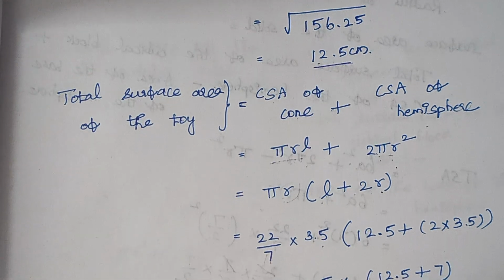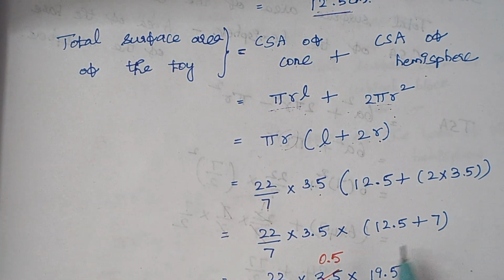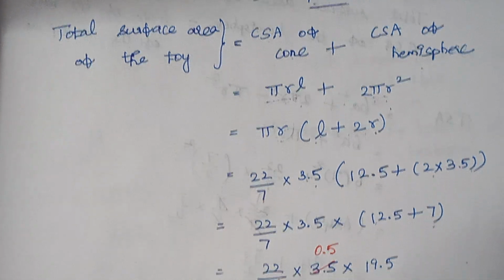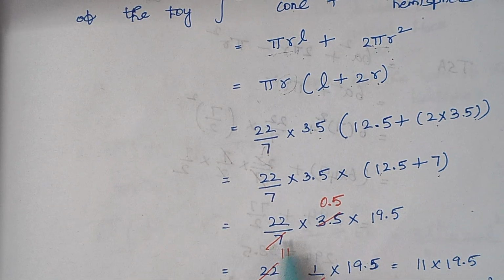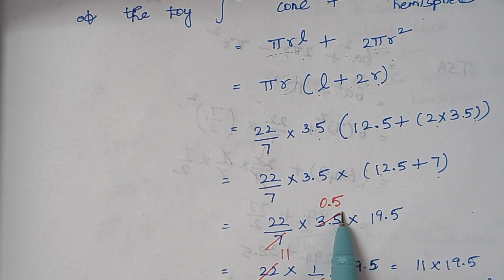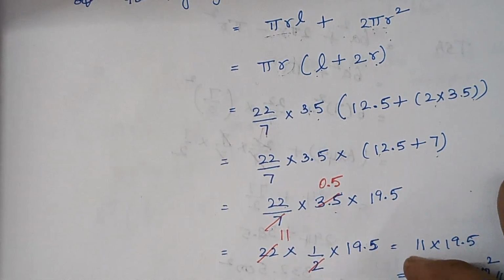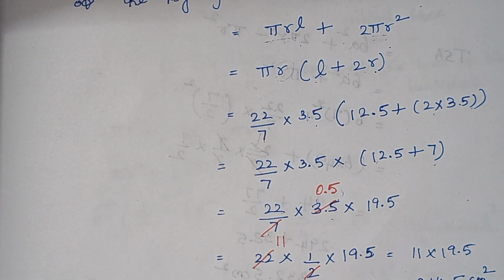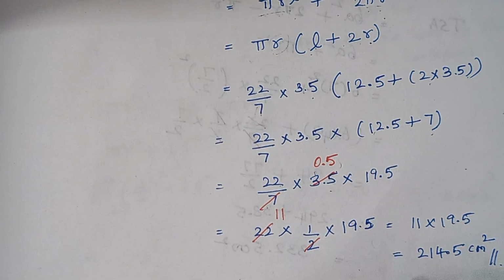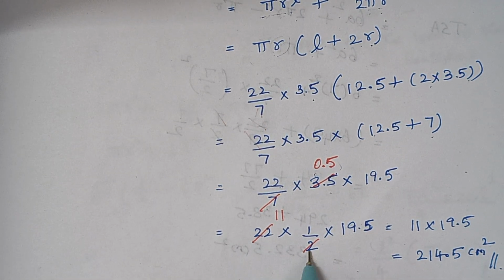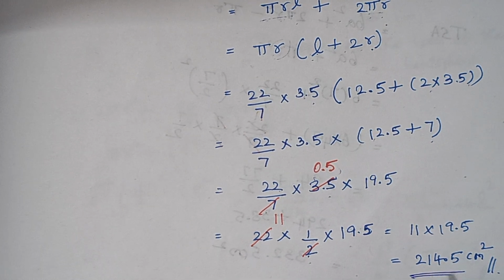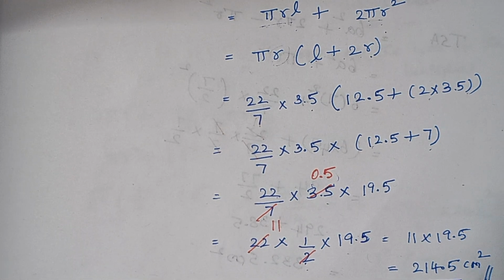So just substitute, right? So here you see this 2 into 3.5 becomes 7. So 12.5 plus 7 becomes 19.5. Now when you cancel this 7 and this 3.5, here comes 0.5. So we can write this 0.5 as 1 by 2. This will make our calculation easier. So when you write it as 1 by 2, you see this 22 and 2, they cancel. So 11 into 19.5, that gives the answer as 214.5 centimeter square. So finally, this is the total surface area of the toy.